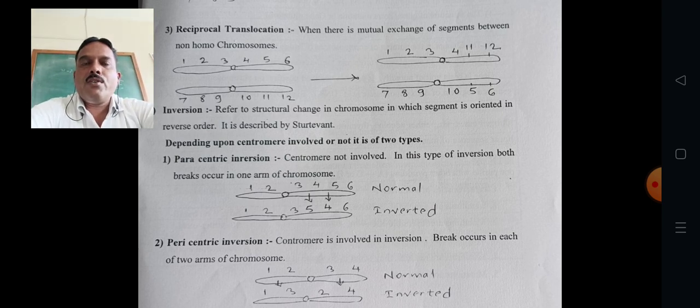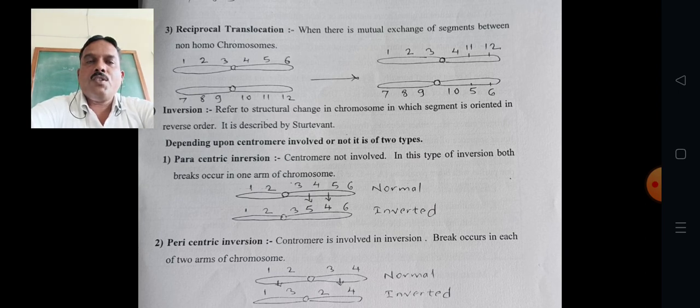So always one question will be there: define structural chromosomal aberration and explain the types with a figure. There are 4 types: deletion, duplication, translocation and inversion. We can explain them with figures, or understand them with the help of the figures.